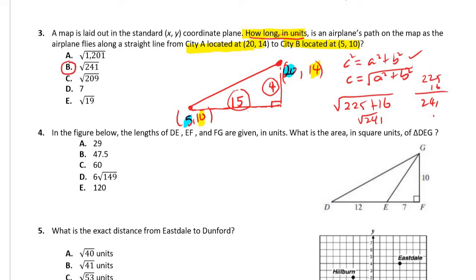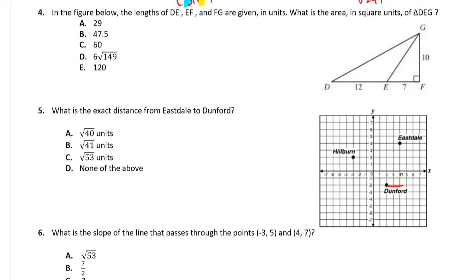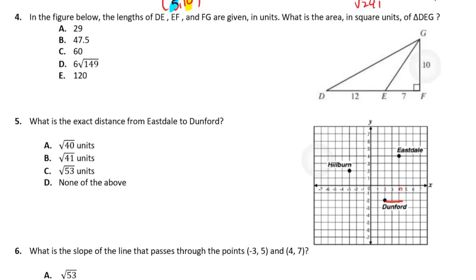Okay, the next one, you are given a triangle. Here is a triangle here. Actually, a nested triangle. 2 triangles in one. Actually, 3 triangles, really. Because you have this triangle here, that is your triangle TEG. That's what we're looking for, the area. What is the area of this triangle right here?